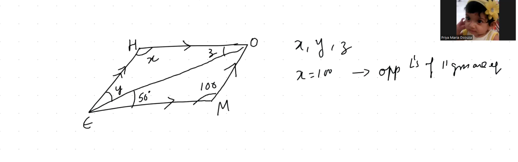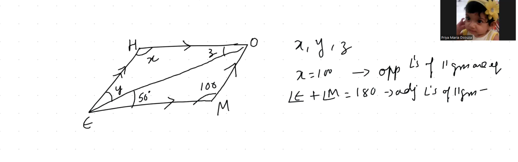See, you can say angle E plus angle M is equal to 180. Why? Because adjacent angles of a parallelogram are supplementary, or you can say they add up to 180. In other words, when we add them up, we get 180. Now, angle E therefore is 180 minus M. Angle M is already given, which is 100. So angle E will be equal to what? 80. Angle E will be 80 because adjacent means neighbor. Neighboring angles will add up to 180.